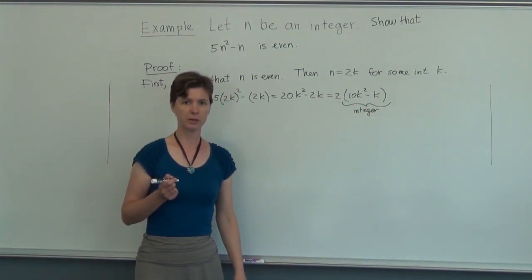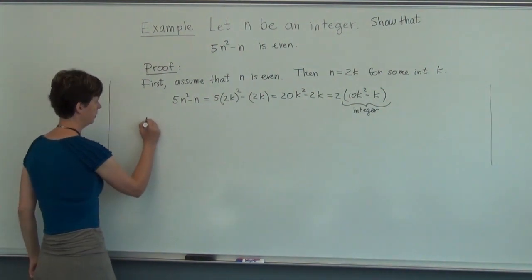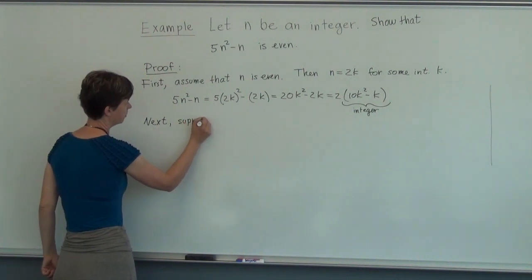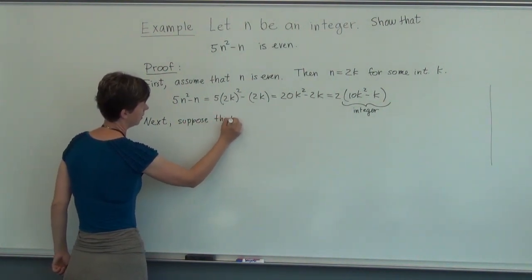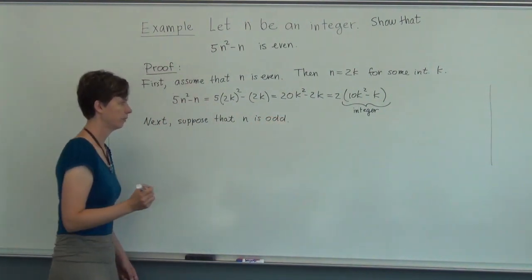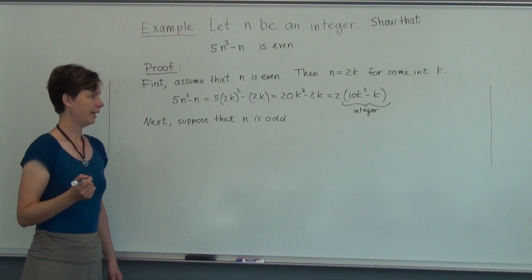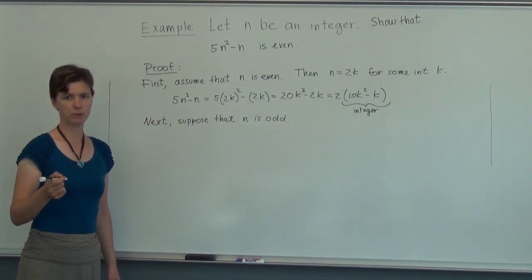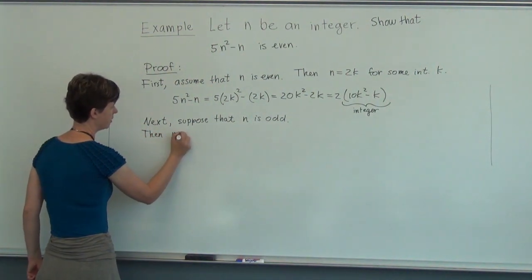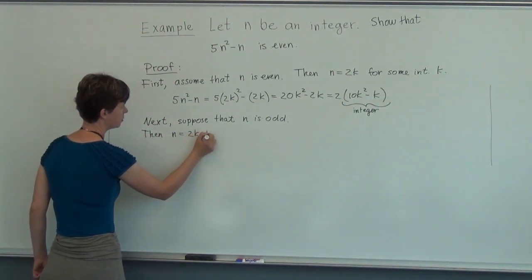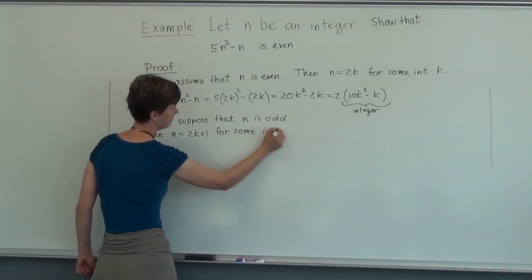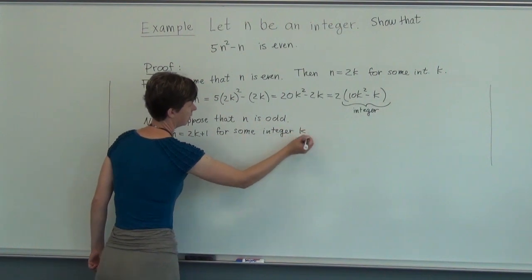Now we move on to the second part. And we'll say next, suppose that n is odd. Well, then n can be written as twice some integer plus 1. Then n is equal to 2k plus 1 for some integer k.